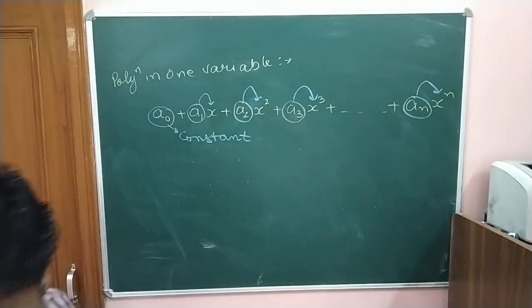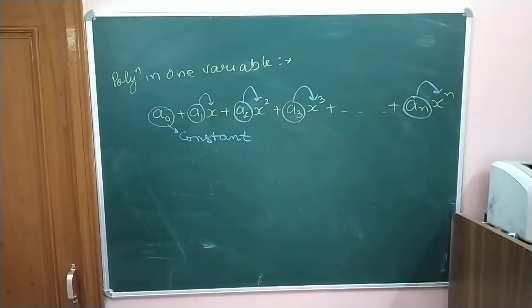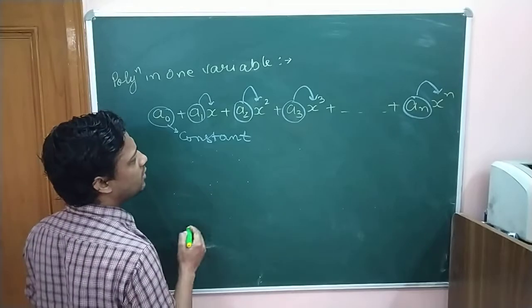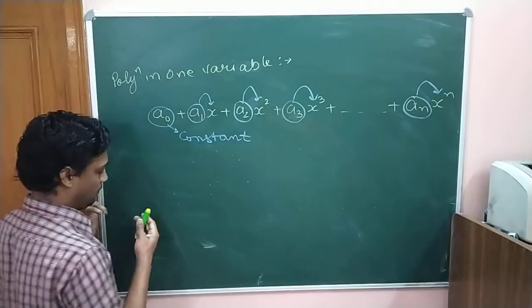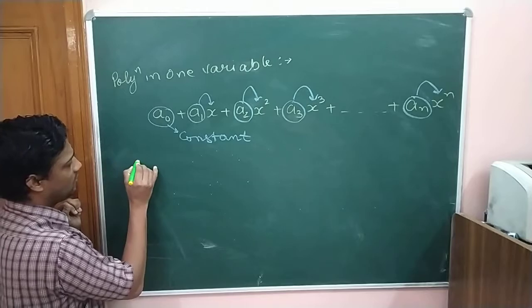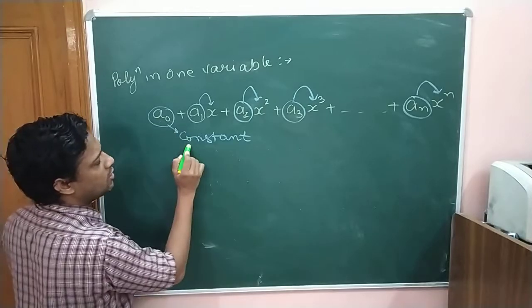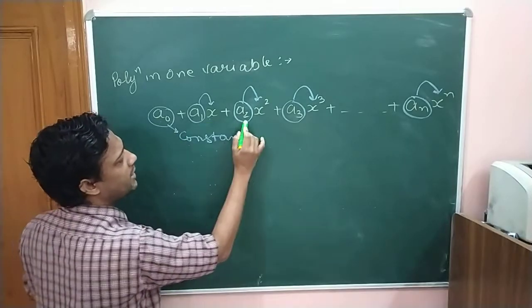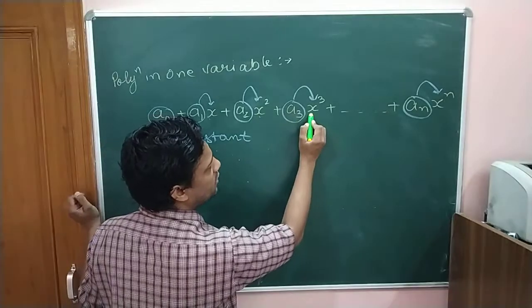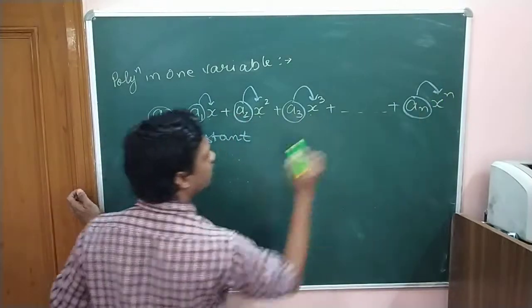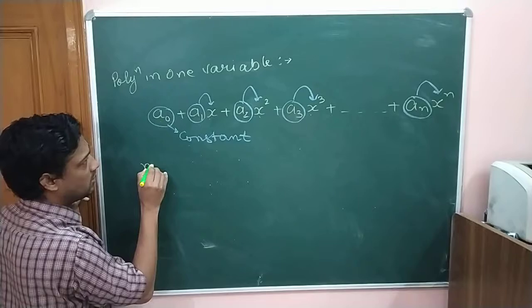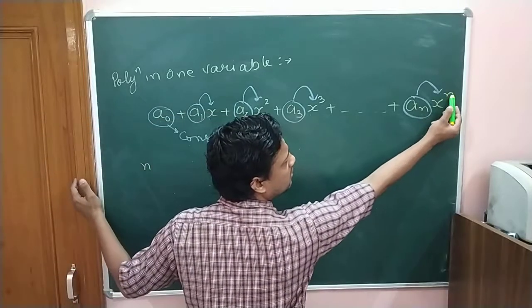So a0 works as a constant. Clear? Now, it is clear a0 is a constant, a1 is a coefficient of x, a2 is a coefficient of x square, a3 is a coefficient of x3 and an is a coefficient of xn, where n represents the power.